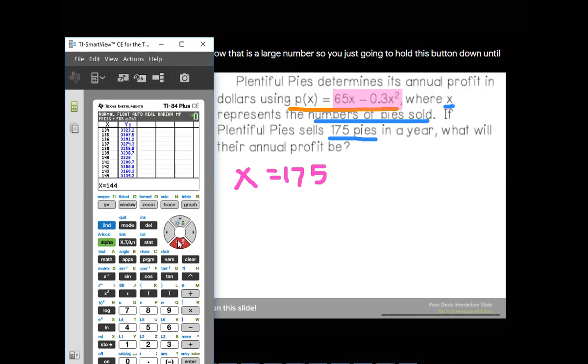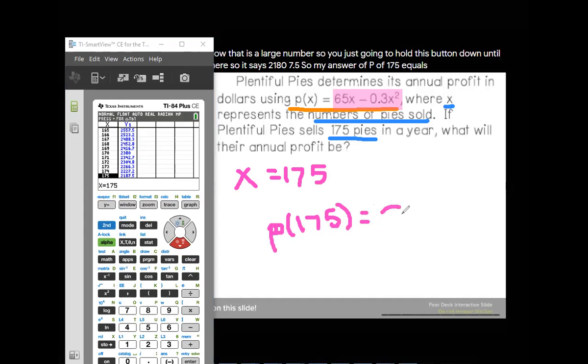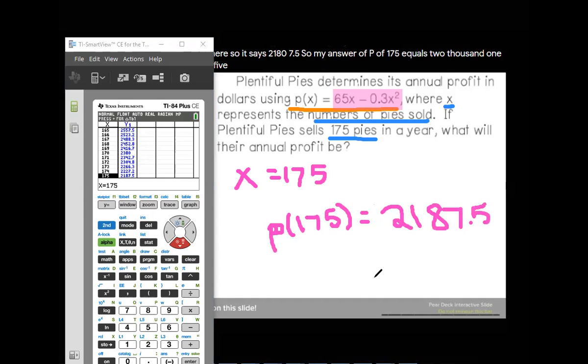So we're almost there. And so it says 2,187.5. So my answer of P of 175 equals 2,187.5. And that would be my final answer.